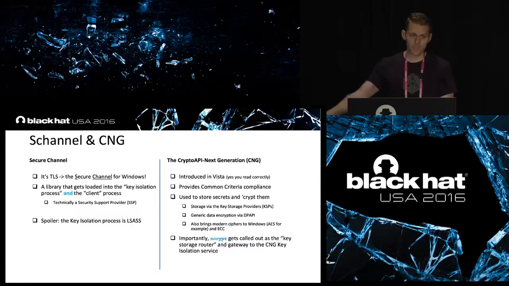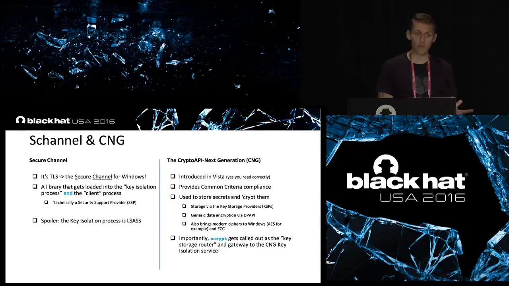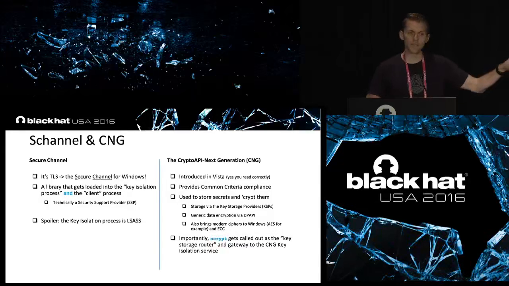Well, how does Crypto API Next Generation get in play? As we all know, the next generation is always the best generation, but it was introduced in Vista. So there was one good thing that came out of Vista. Basically, it adds support for AES and ECC. Schannel handles the TLS stuff, and then all the actual cryptographic stuff gets handled in bcrypt and ncrypt and these other libraries that are part of CNG.